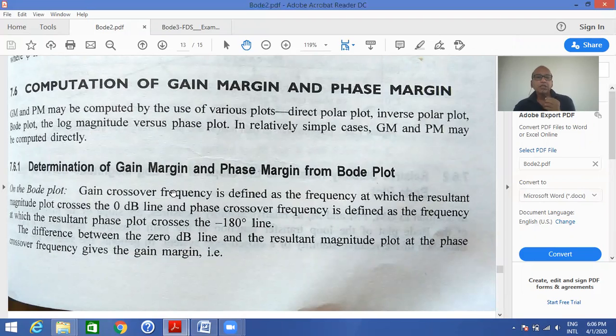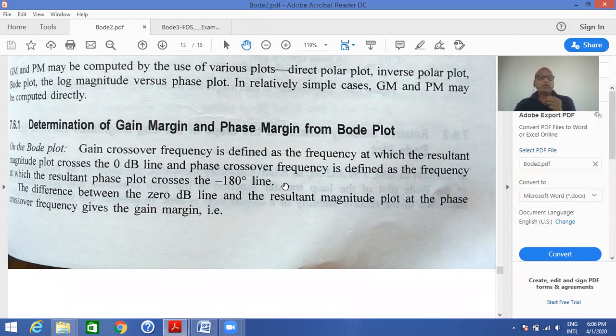Then determination of the gain margin and phase margin. At the beginning of this correlation, we discuss the frequency design specifications. That is UR, the normalized variable; Omega R, the normalized resonant frequency; FR, that is the resonant peak; and WB, the bandwidth.